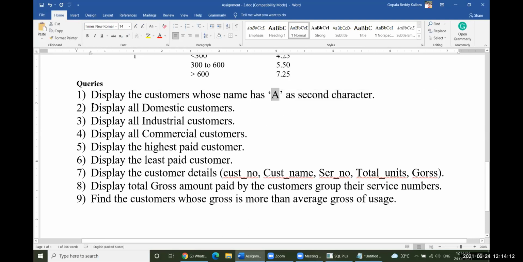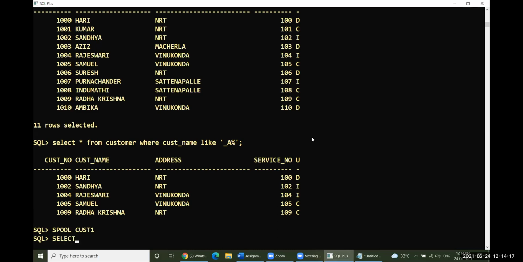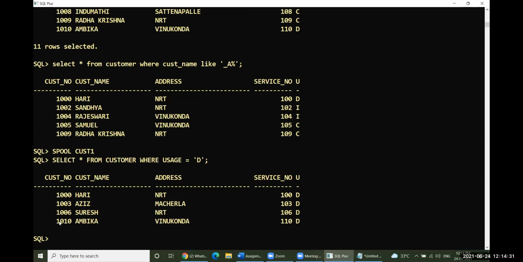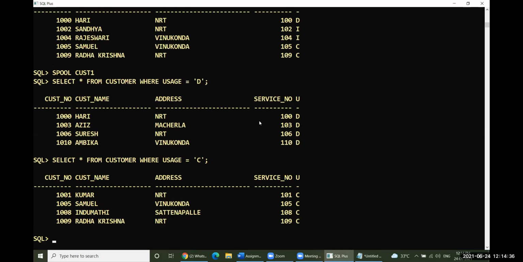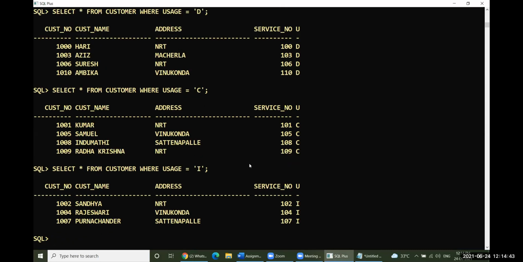Then display all domestic customers. Select everything from customer where usage equal to D. These are the domestic customers. And the same thing, commercial customers are C. These are the commercial, and same thing, industrial customers are I. These are the industrial customers.